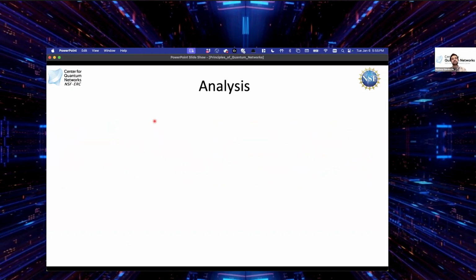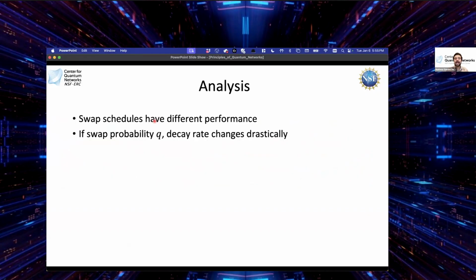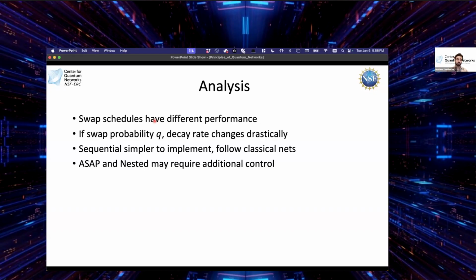Okay, so let's do a quick analysis and compare these 3 types of entanglement swapping scheduling procedures. It turns out they do have different performance. And in fact, if we assume that the swap operations are probabilistic, the rate, meaning the probability that we successfully generate entanglement between the n nodes, will change drastically for these 3 swapping procedures. Nonetheless, sequential swapping is very simple to implement, as it follows the process that we use in classical networking for communication. Moreover, swap ASAP and nested swaps may require additional control to figure out which Bell states should undergo a Bell state measurement with each other, and so on and so forth. So you do need some sort of additional control when compared to sequential swapping.